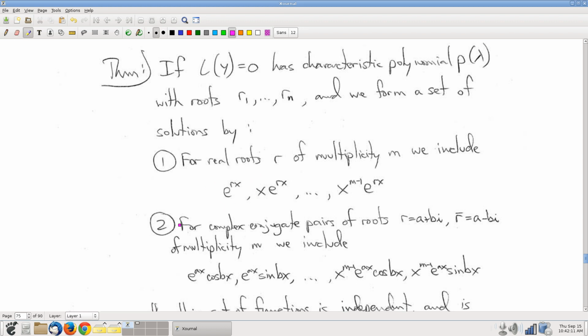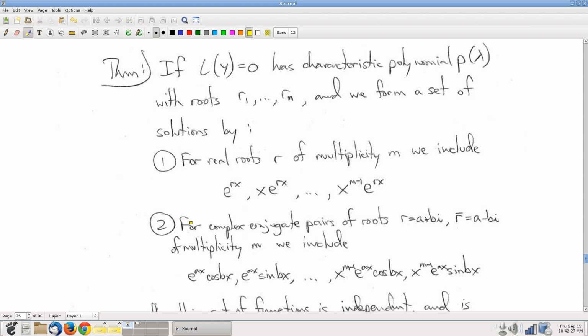recent lecture recording showing that adding extra factors of x up to 1 less than the multiplicity also yields solutions. And we'll prove that result at a later time.